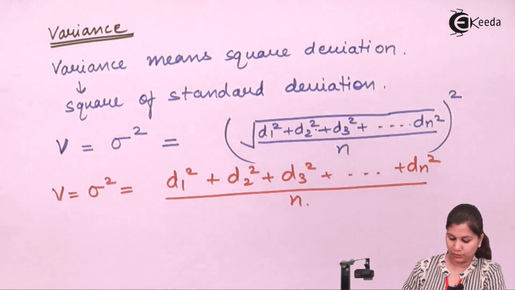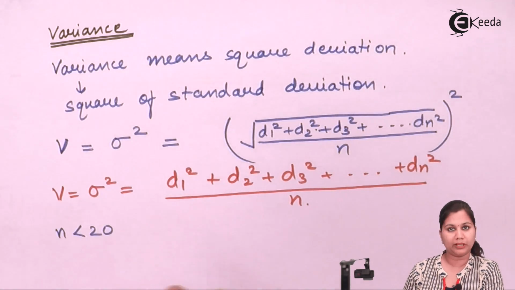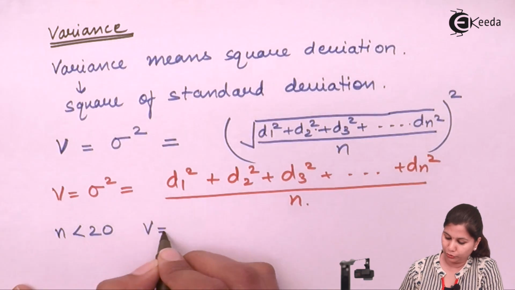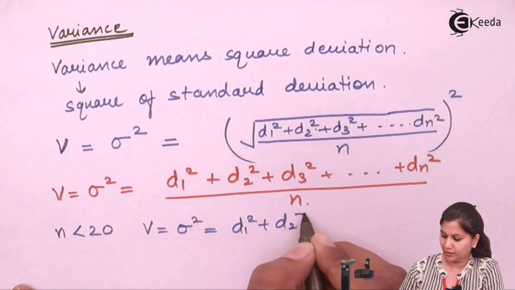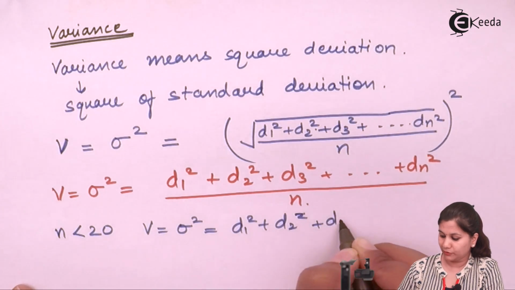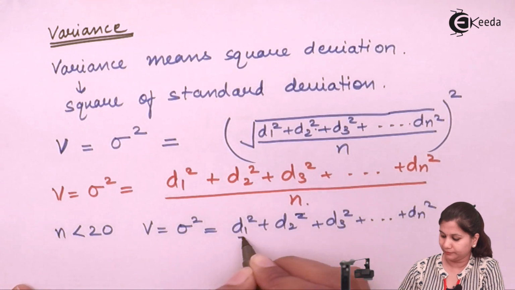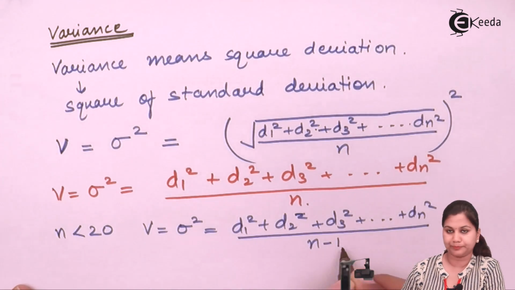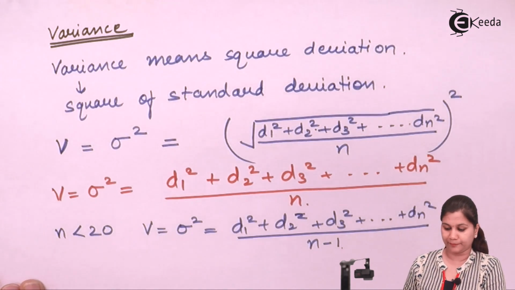Now in this case also, if we are having n less than 20, then the formula will be changed. It will be V equals sigma square equals d1 square plus d2 square plus d3 square up till dn square upon n minus 1. Okay, so this is the variance.